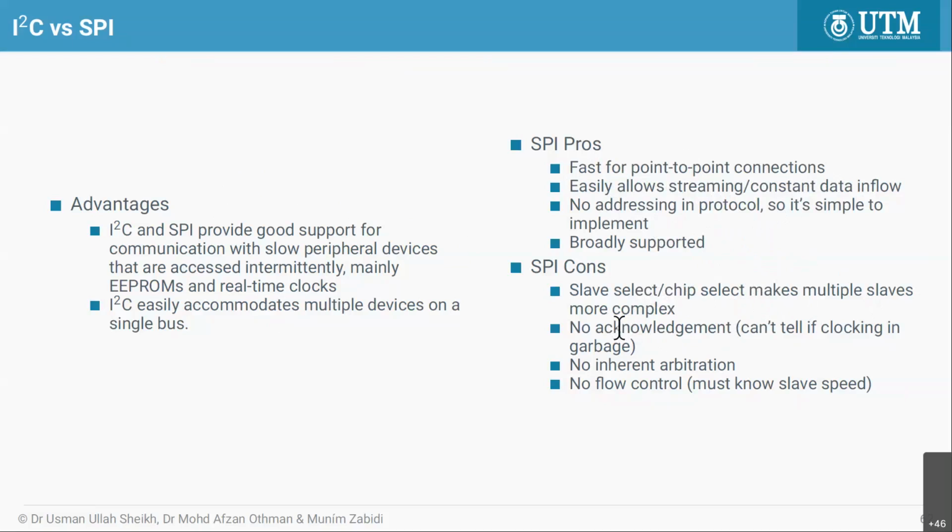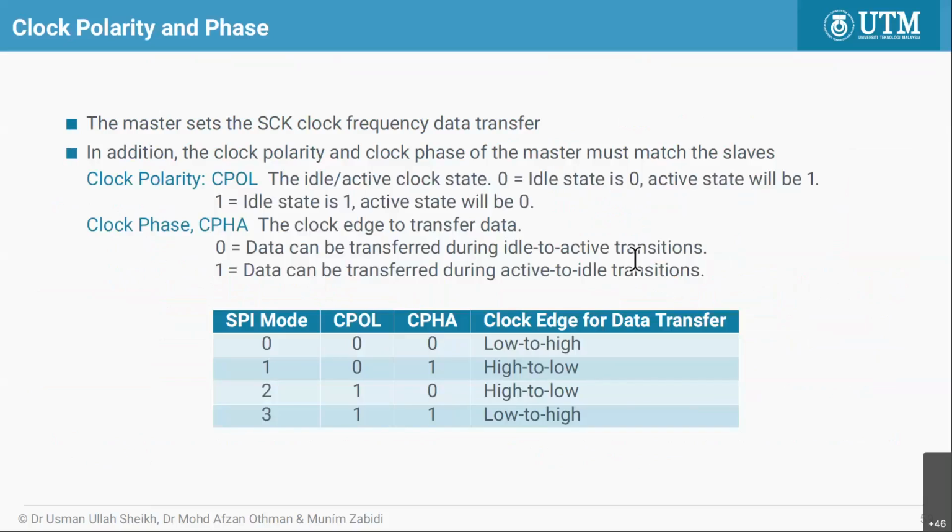And then there's no acknowledgement, so you cannot tell if the clocking is sending you garbage. Then there's no arbitration, so if you have two or more devices trying to send data at the same time, it's harder to implement. Then there's no flow control. So if the receiver is slow, you will get garbage. So before you connect a component to the master, you must know the capability of the device first. Okay, that is a very short section.